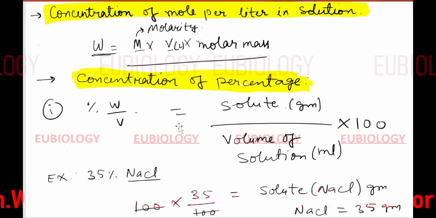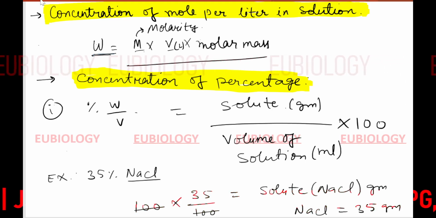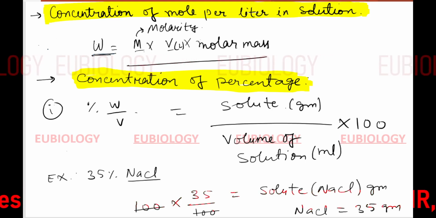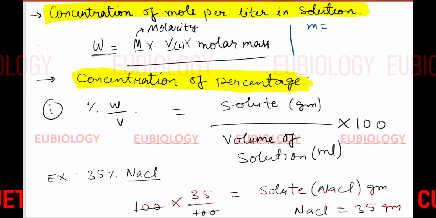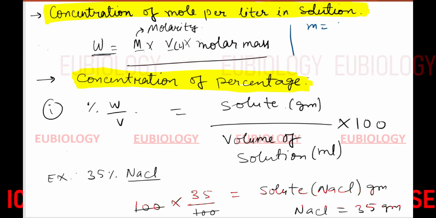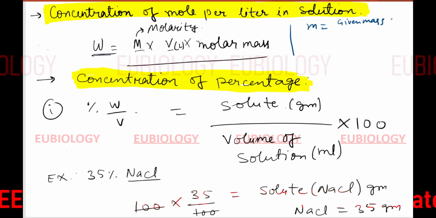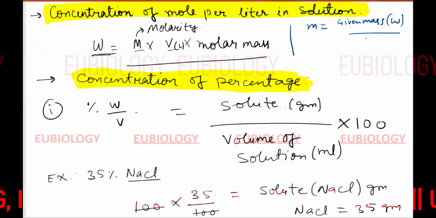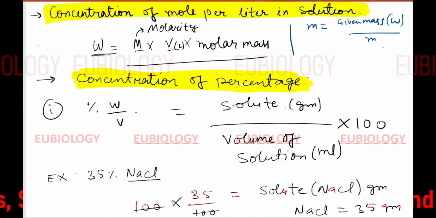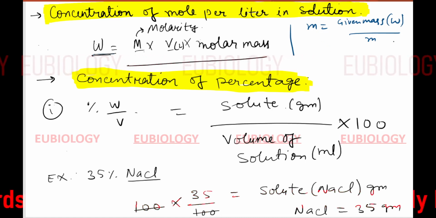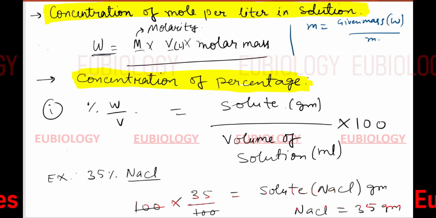Let's begin with the concentration in mole per liter in a solution. You can derive this formula by yourself also, and I am going to show you how. So you have a mole. We have seen that mole has two formulas. The first is given mass, which I am representing as W, divided by molar mass, which I can represent with a small m. That is a mole.